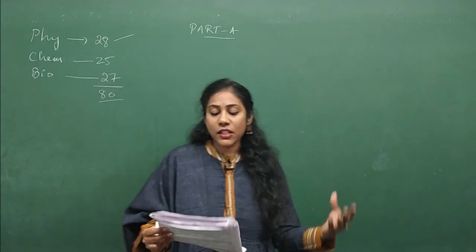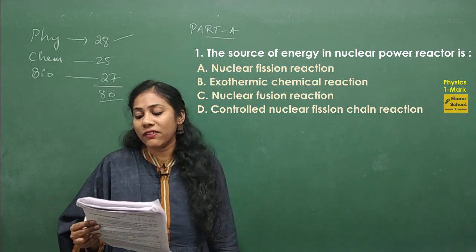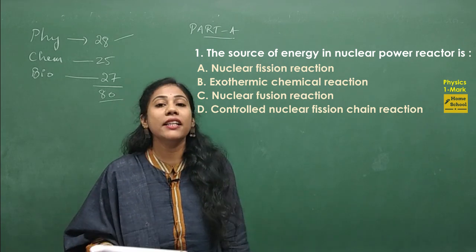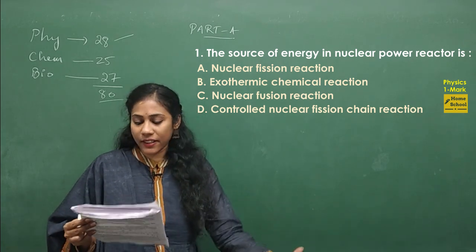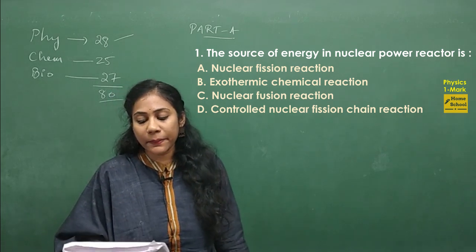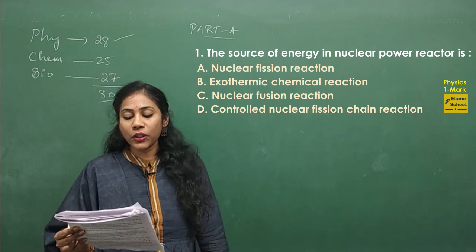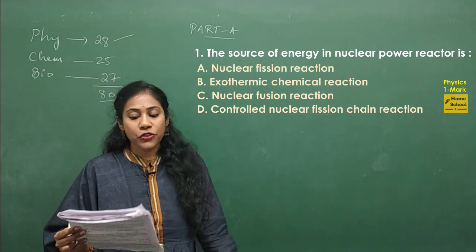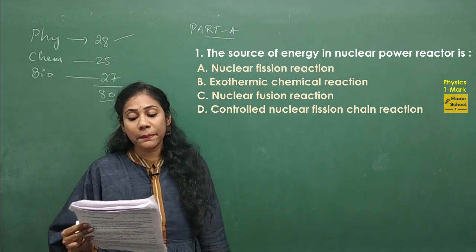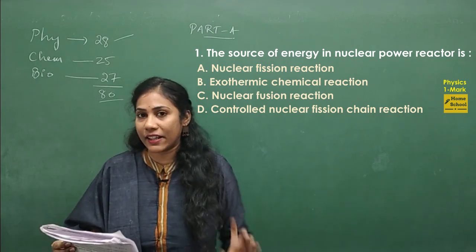So here is the first question. The source of energy in a nuclear power reactor is, so definitely it is a nuclear fission reaction, isn't it? There are 4 options: nuclear fission reaction, exothermic chemical reaction, nuclear fusion reaction, controlled nuclear fission chain reaction. So definitely which reaction you will expect in a nuclear power reactor? It is definitely a nuclear fission reaction.